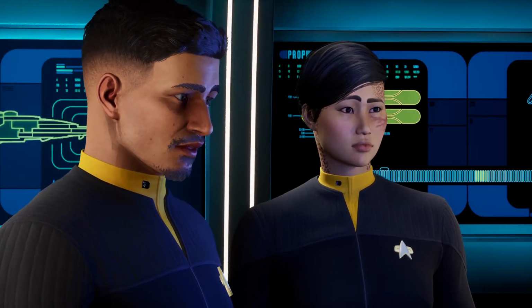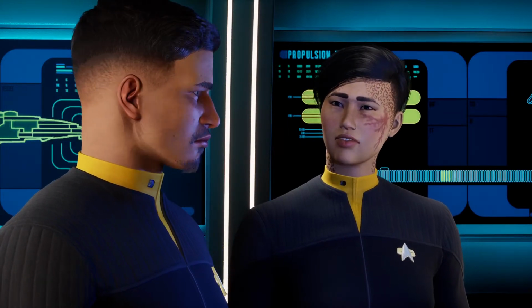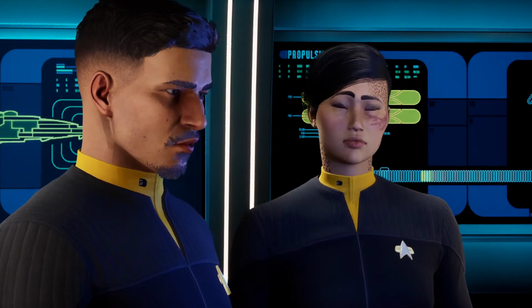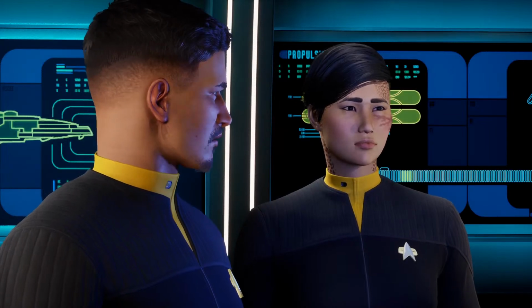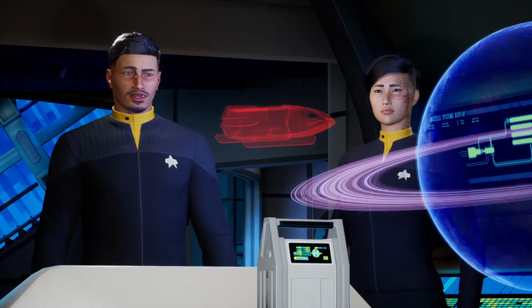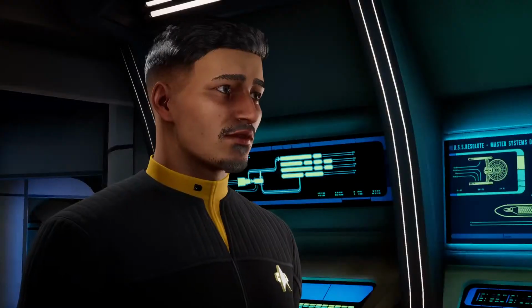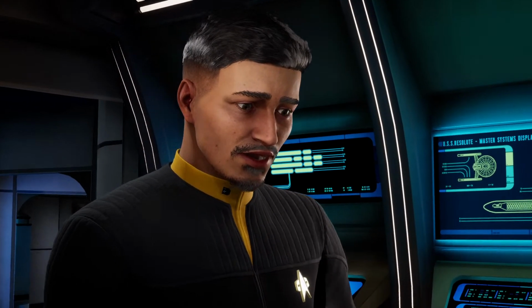Wait, what if we use a different ship? Put the Resolute into the simulation instead of the shuttle. Yeah, it should warp just fine. Unless... Computer, run the simulation with the Resolute. Resolute simulated. Computer, give me manual control on the warp power.